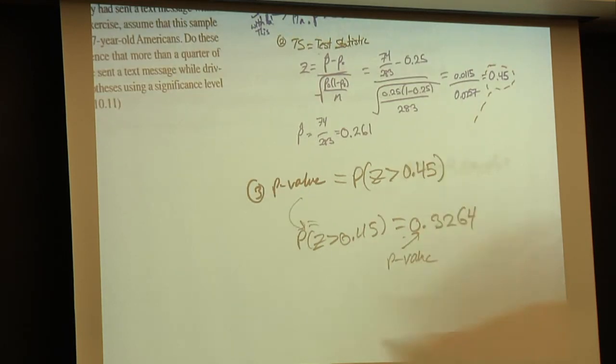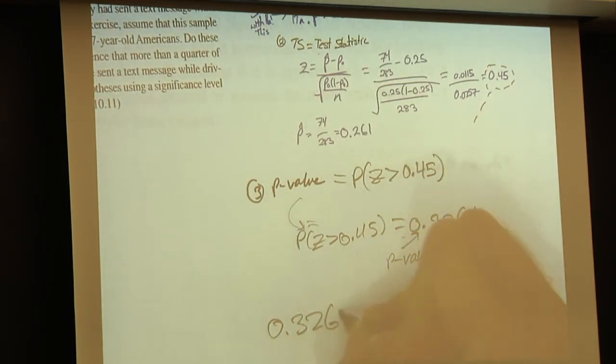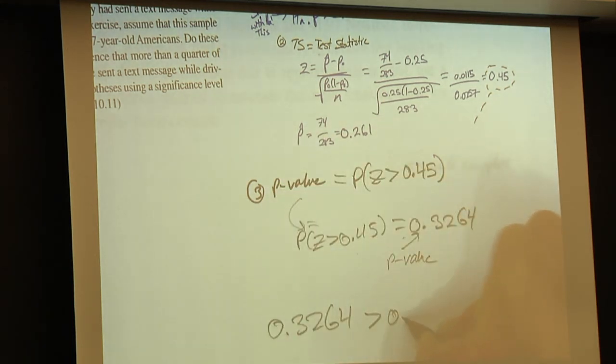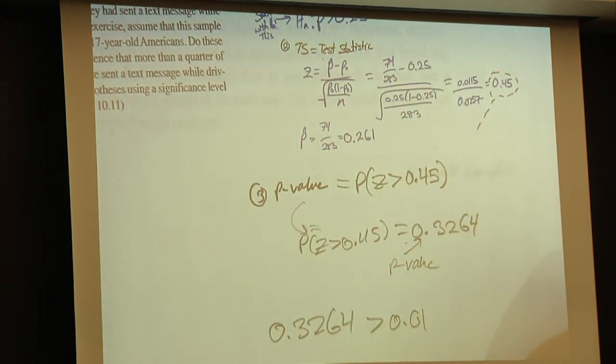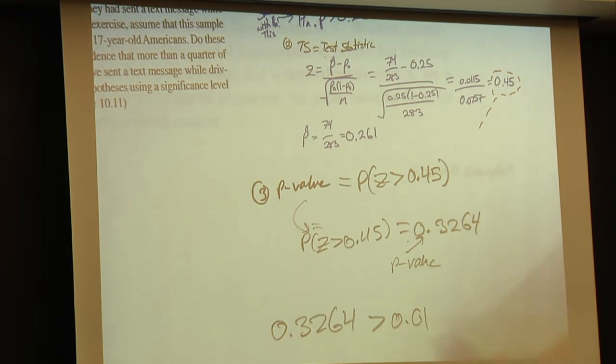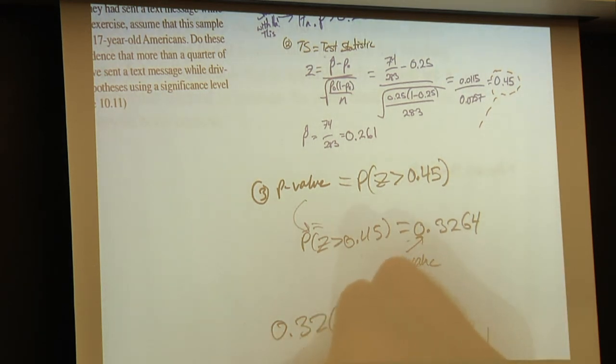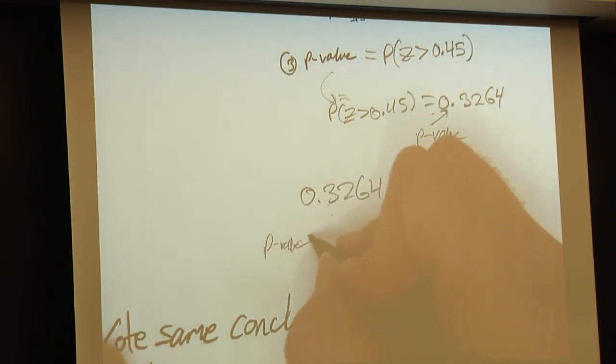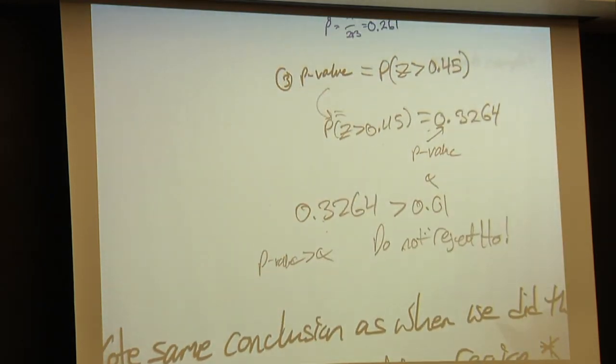We're going to compare it to alpha. Basically, I want to know, is 0.3264 greater than our alpha of 0.01? True or not true? Yeah, it's true. So this is bigger than this. This is our alpha, right? And if this is bigger than alpha, we do not reject H0, because the p-value is greater than alpha, right? Okay? Same conclusion. That's important. That's what I said before. The p-value approach versus the rejection region approach, same conclusion.